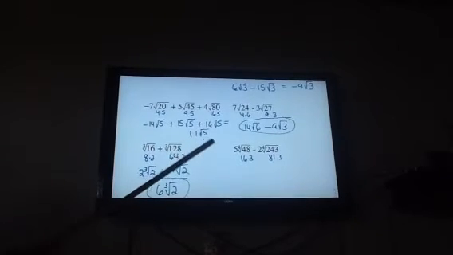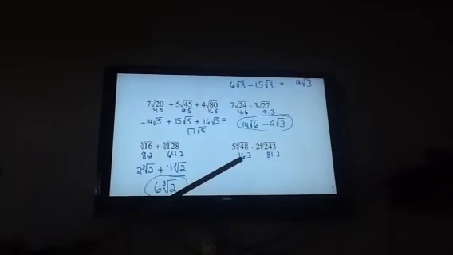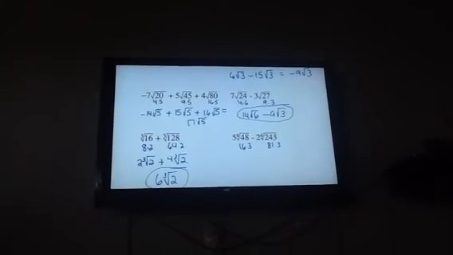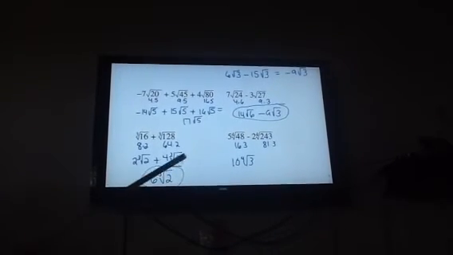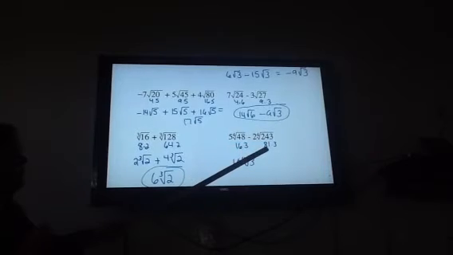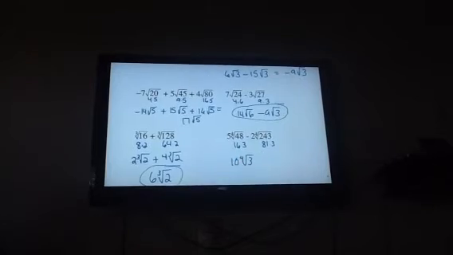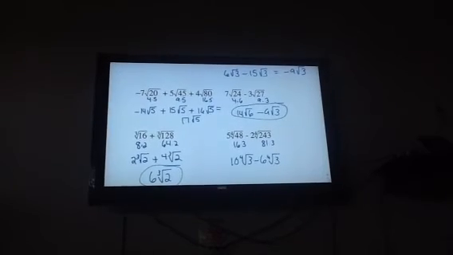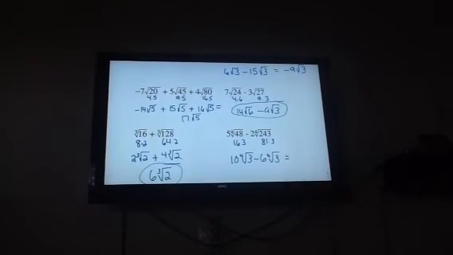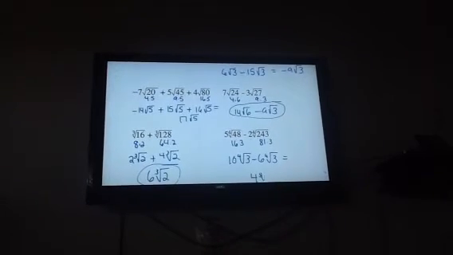So I've got the fourth root of 16 is 2, times my 5 is 10. The fourth root of 81 is 3, times my 2 is 6. And now I can add or subtract. 10 fourth root 3 minus 6 fourth root 3 is 4 fourth root 3.